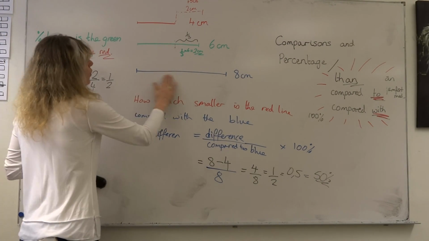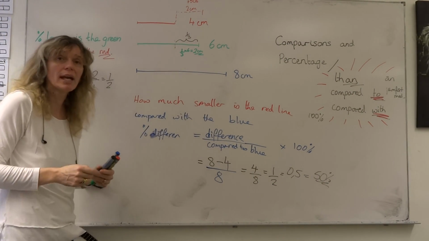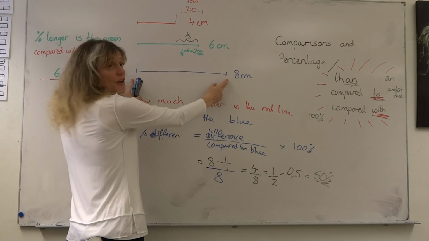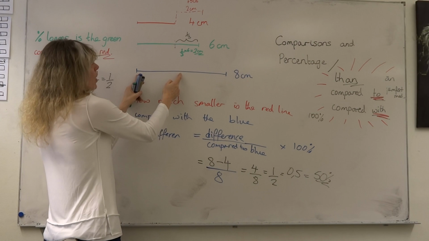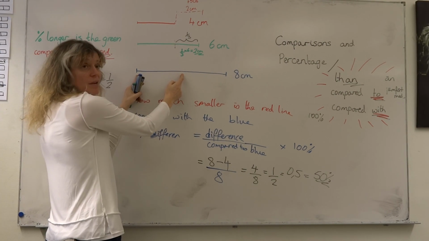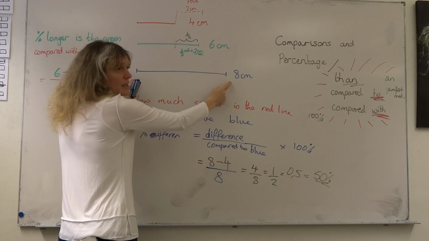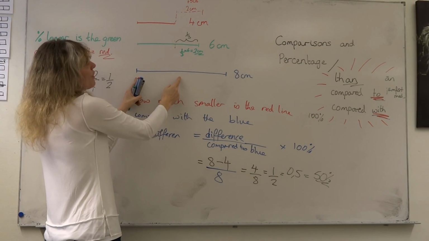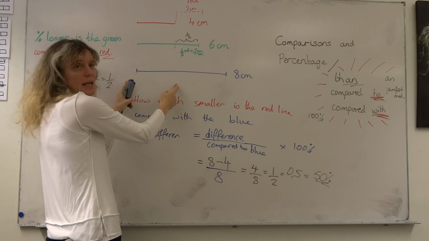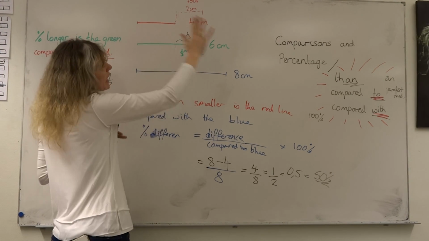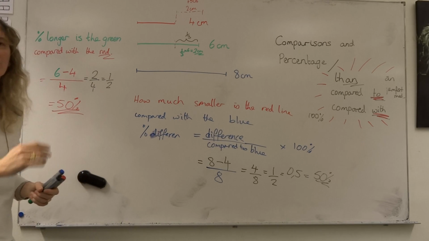If we've got the blue one and we'd like to turn it into the red one, what have we got to do? We've got to take 50% of the blue one, 50% of the 8 centimeters. If we took 50% of the 8 centimeters, we would get the same length as the red. Okay? So that's how you need to think about these ones with comparison.